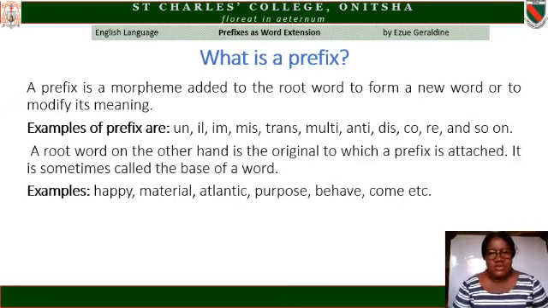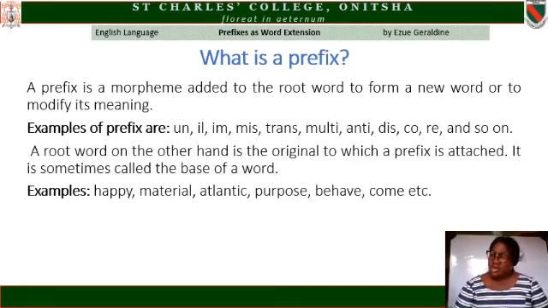Some of us might be wondering what we actually mean by root word. A root word, on the other hand, is the original word to which a prefix is attached. It is sometimes called the base of a word. For example, we have happy, material, Atlantic, purpose, behave, calm, pot, and so on. Now, if we begin to add prefixes to these root words, we automatically form a different word.